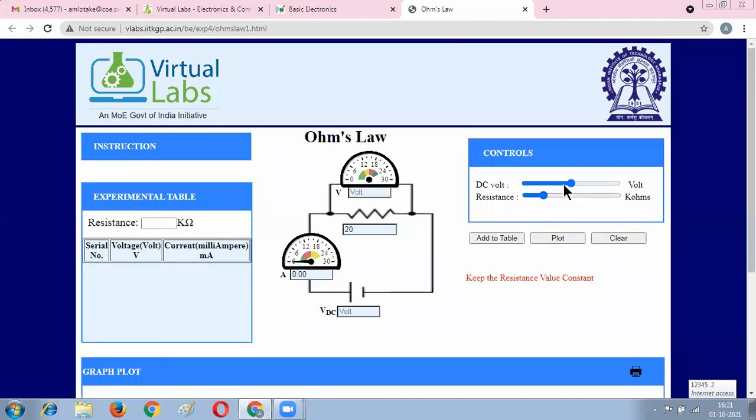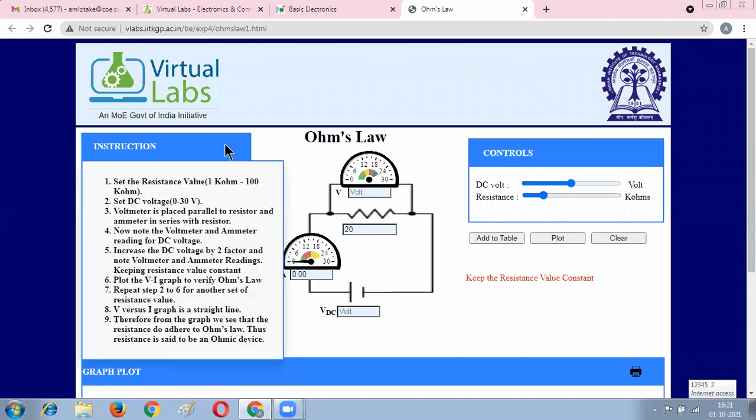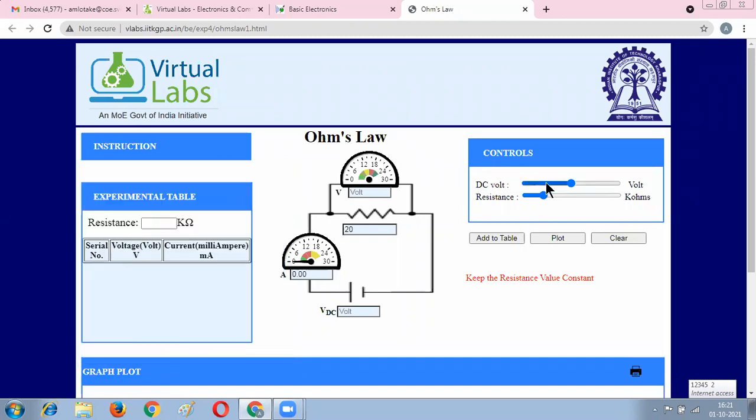And now we are going to the second step. What is the second step? Set the DC voltage to 0 to 30 volt. So now suppose I take the voltage. Suppose I take the voltage that is 5 volt. 5 to 30 volt, you are going to vary that voltage. Suppose I take the value that is 5 volt, and resistance now you are not going to vary it.